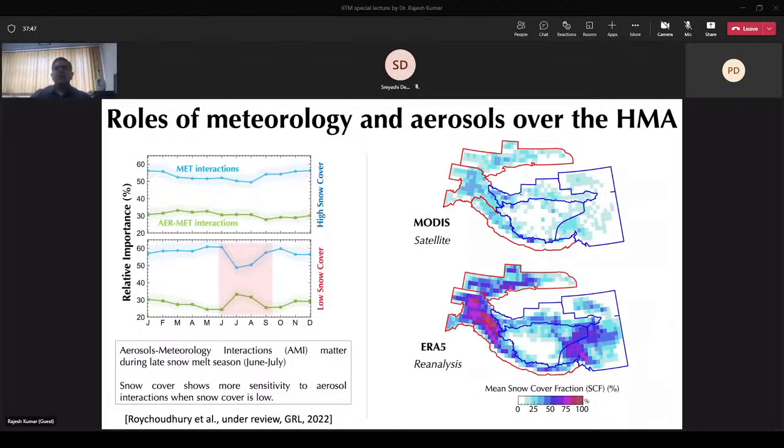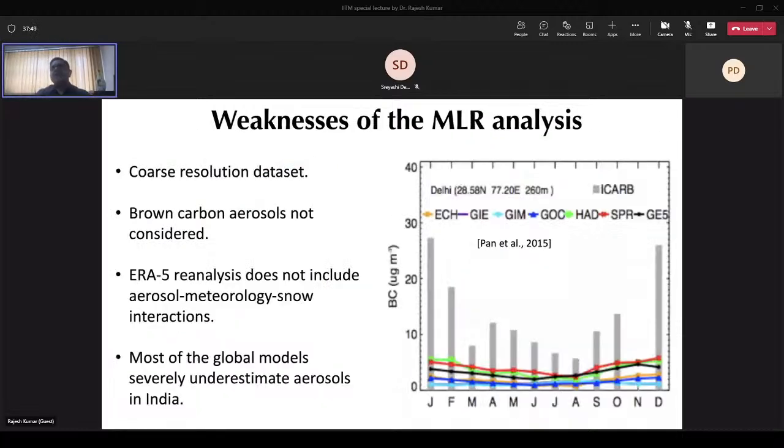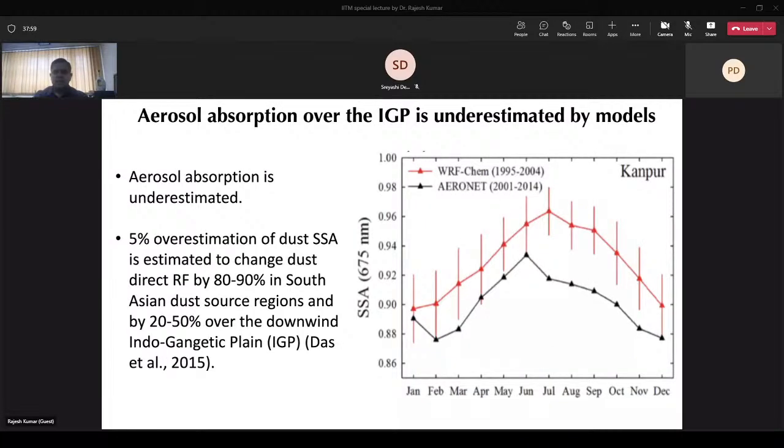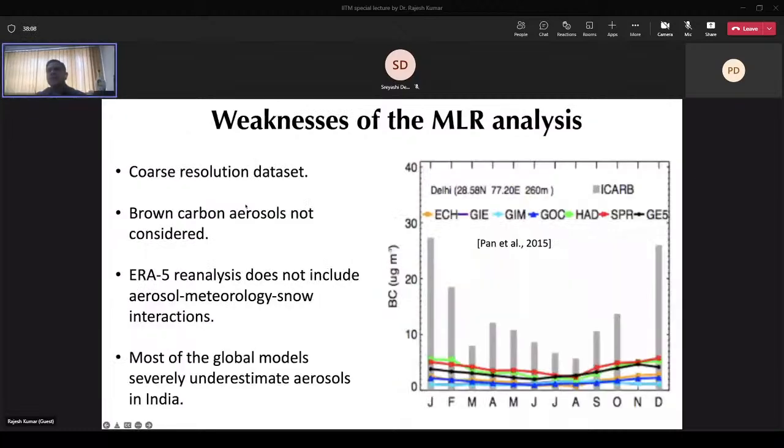But certainly this multilinear regression analysis has several weaknesses. The first is that everything is done at a very coarse resolution, 0.75 degrees. And brown carbon aerosols are not considered, which represent an absorbing fraction of the organic carbon. ERA5 reanalysis does not include aerosol-meteorology-snow interactions.